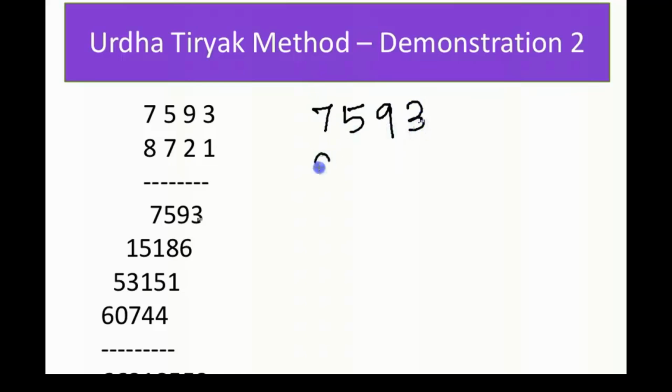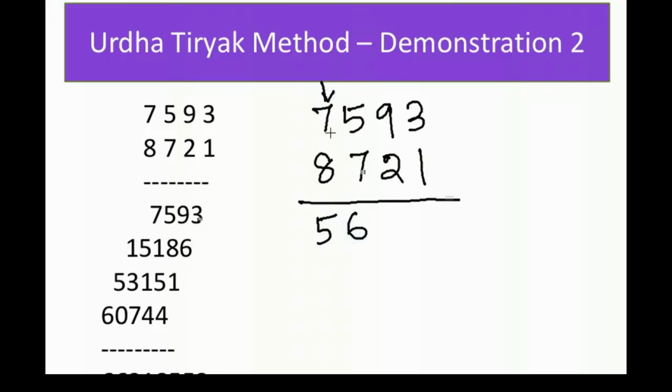So here we have multiplied 7,593 and 8,721. So what you can see is the conventional way. Let's try it out in the Vedic way. So the numbers are 7,593 and 8,721. As we know, we will start the multiplication from this side only.